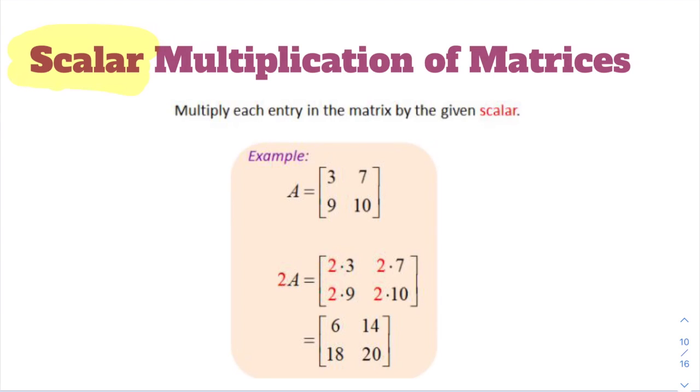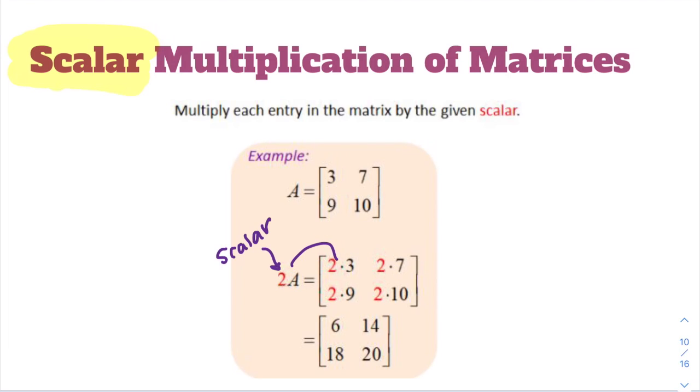And so if you look at this example down here, I'm given matrix A. It is a 2 by 2 matrix that is 3, 7, 9, 10. And then I am told I want to find 2 times A. So 2 is the scalar in this example. And basically, you are going to multiply every single thing inside matrix A by 2, and that is going to give you a new matrix. So you take every element, you multiply it by 2, and then once you simplify that, that is how you do scalar multiplication. So it's actually very similar to like distribution, but it's across a matrix.